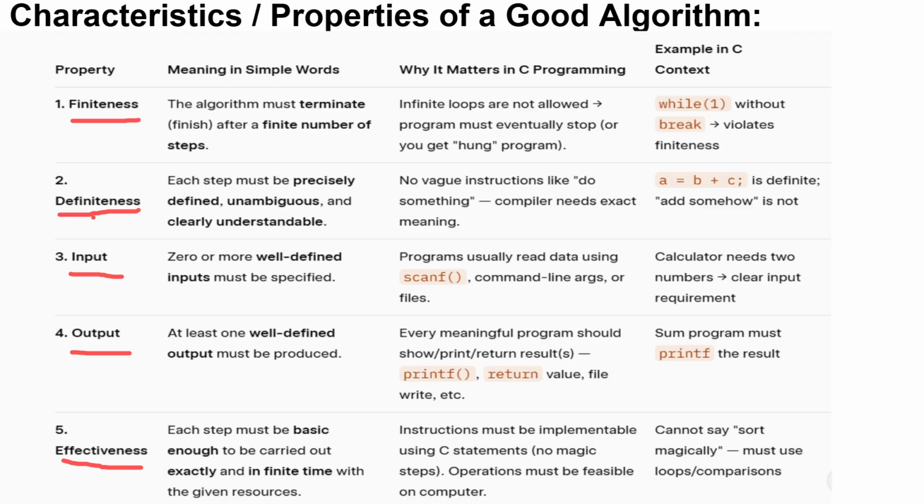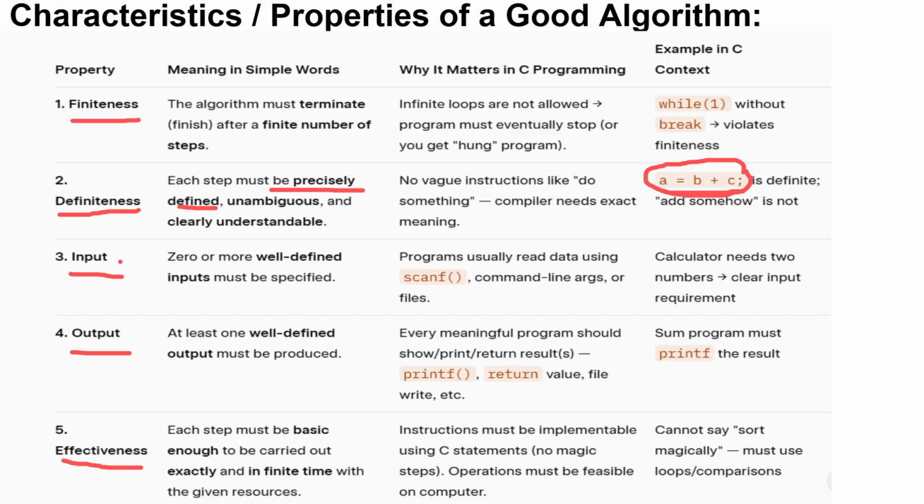And the second one is definiteness. Definiteness means every step of the algorithm should be precisely defined. That means each and every step should clearly define what it is intended to do. Suppose we take an example here, this is one step, a is equal to b plus c. That means it is clearly saying that they are adding two numbers, b plus c, and saving that result into a. So this is one step of an algorithm. It is clearly saying what it is intended to do.